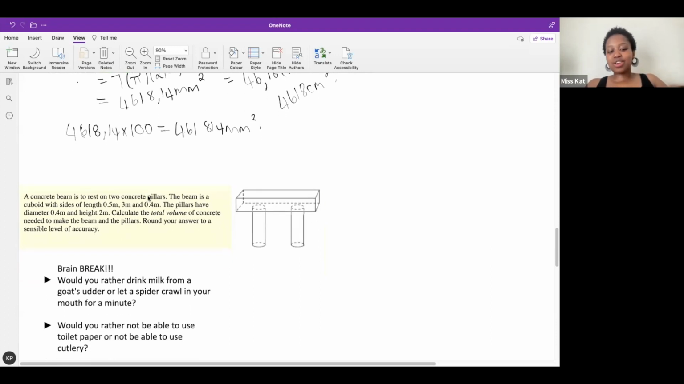Molimo, would you rather not be able to use toilet paper or not be able to use cutlery at all? At all. If you're making tea, you'll stir with your finger. Like you're not allowed to use cutlery. Ma'am, we've got soap at home, ma'am. I'll wash my hands and stir with my fingers, ma'am. I'll eat pap with my hands gladly, ma'am. It's fine. So you'll eat rice with your hands also. Yes, I will, ma'am. Oh my goodness.